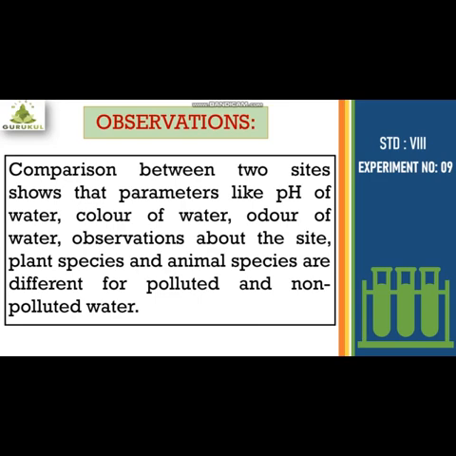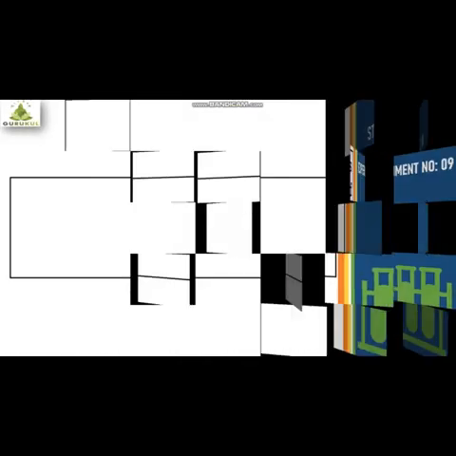Comparison between two sites shows that parameters like pH of water, color of water, odor of water, observations about the site, plant species and animal species, everything is different for polluted and non-polluted water. We are collecting two samples, one from a polluted region, the other from a non-polluted water body. So if you compare, parameters will be totally different. So this is the observation, students.